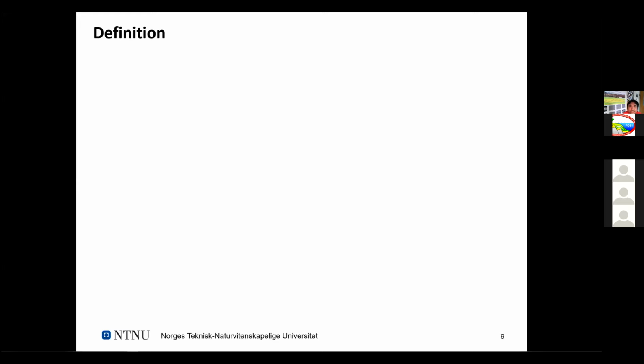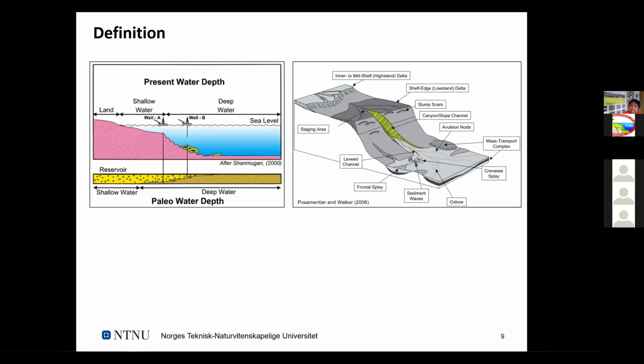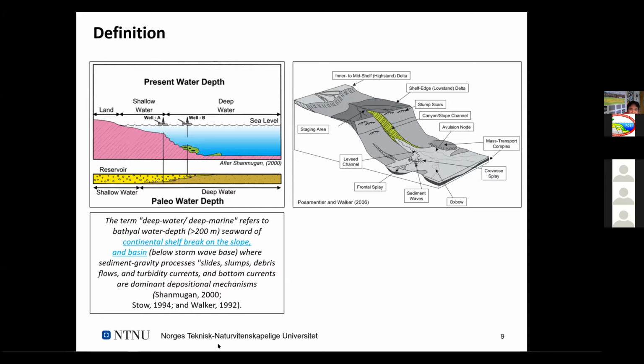So, the definition of deep marine. There are at least two definitions. Some people say deep water, some people say deep marine. So what is the difference? If you talk about deep water, Shanmugam and friends said that deep water or deep marine refers to bathyal water depth, seaward of the continental shelf break, on the slope and the basin. And they said that deep water can also occur in non-marine areas, for instance in lacustrine settings, right?